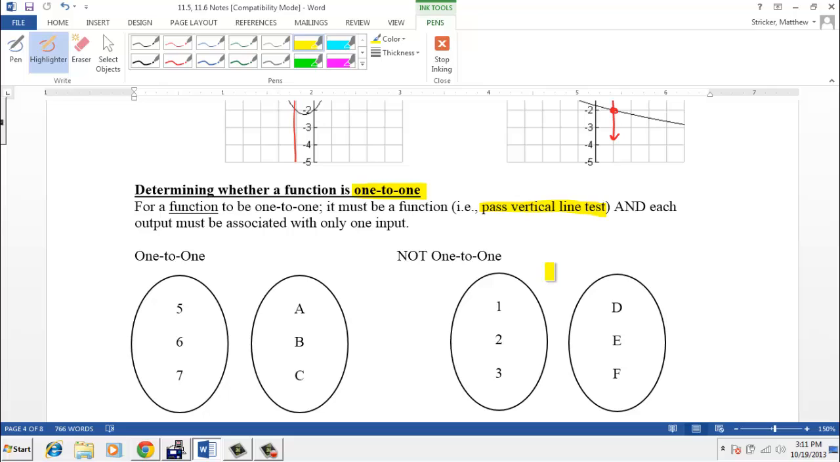Okay, so we have a couple of examples here. We're going to show an example of something that is one-to-one and an example of something that's not one-to-one. If I were to take an example that is one-to-one, that means each output is associated to only one input. So maybe this output A is associated with 6, and maybe output C is associated with an input of 7, and maybe output B is associated with an input of 5. So these would be our inputs, and these would be our outputs.